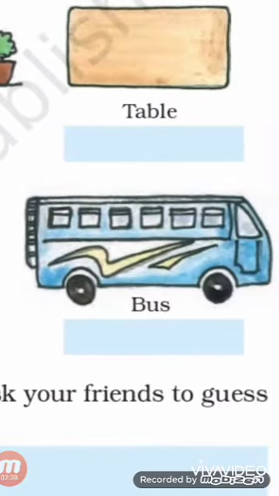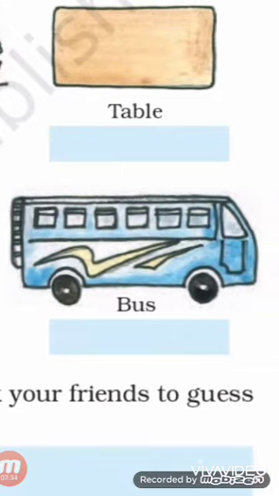Same way, bus. I have shown you on the earlier page that you can see the wheels of the bus here, doors and windows. All we can see. Means we can see the whole picture of the bus properly. Means it is called the side view of the bus. In the box we will write side view.